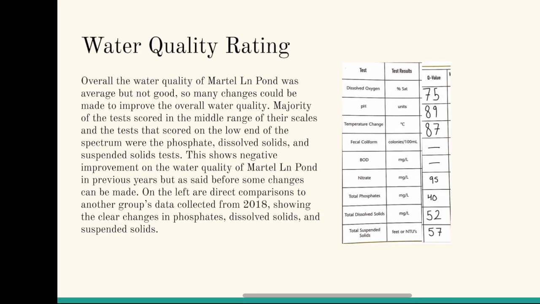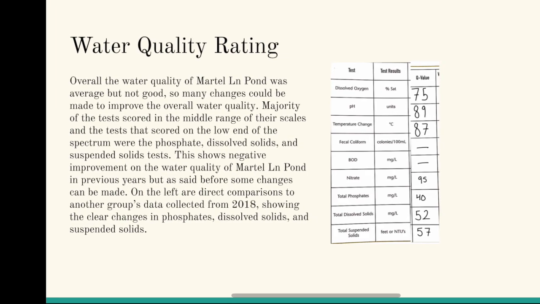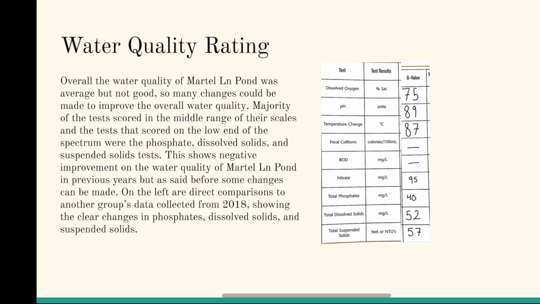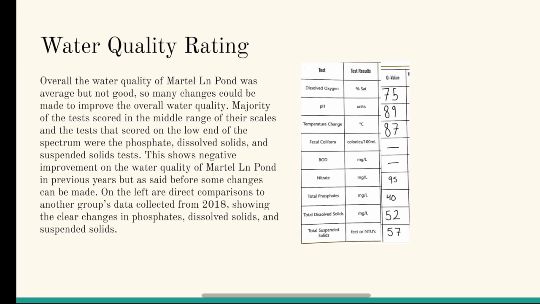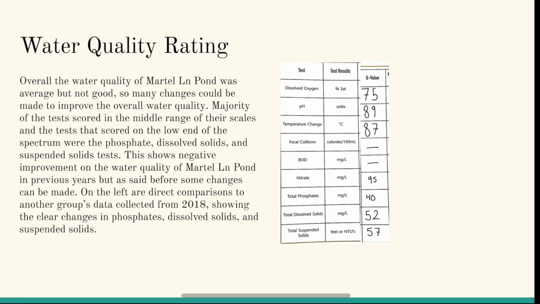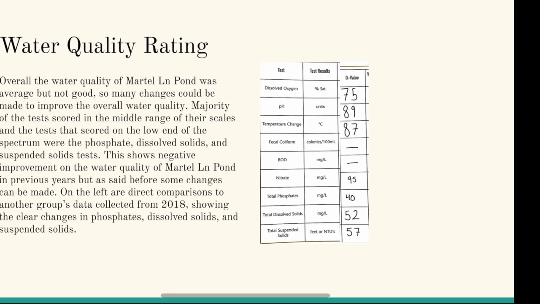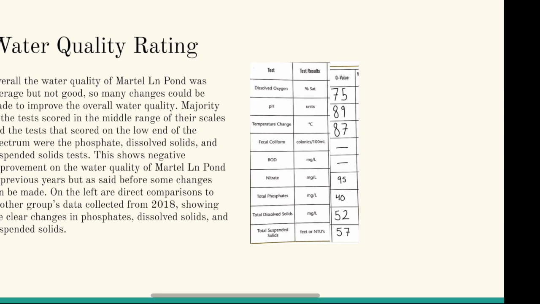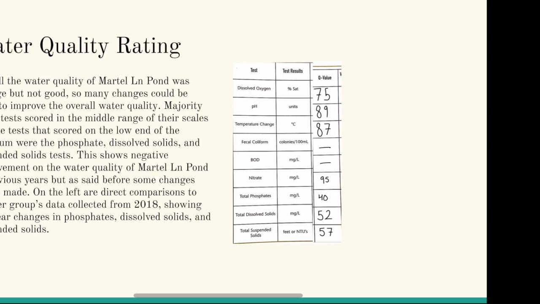Most of our scores varied in the middle range of the scales, and the tests that did lie on the low end of the spectrum were phosphate readings, dissolved solids, and suspended solids. On the left in red is actually data from Martel Pond in 2018, and what we see from our data is that the water quality is actually getting worse at Martel Pond.